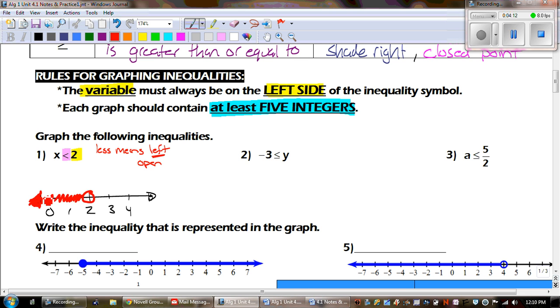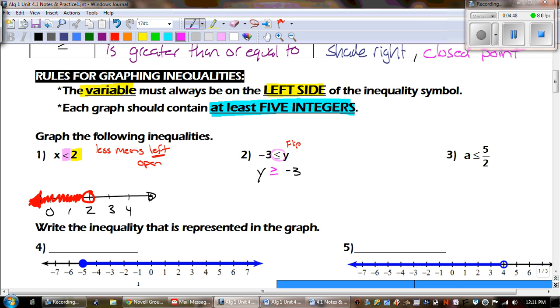Okay? All right, number 2. Now, rule number 1 says the variable needs to be on the left side. So the first thing I know is that we have to flip. I'm going to bring the y on the left side, the -3 on the right side, and I need to look at that symbol. Who is it pointing at? It's pointing at the -3, right? So I need to make sure that it stays pointing at the -3.